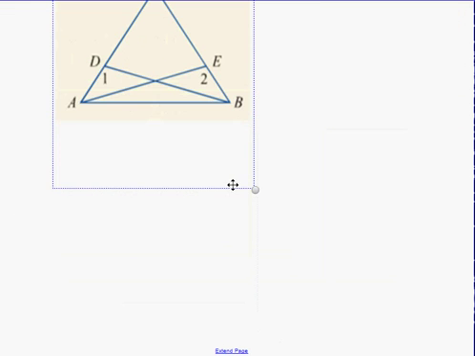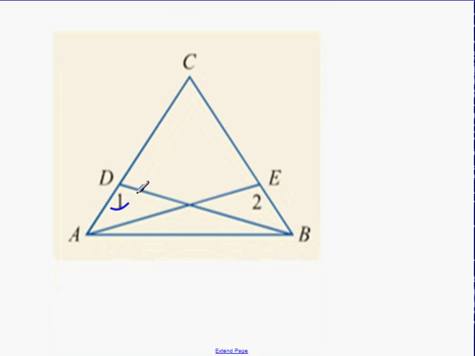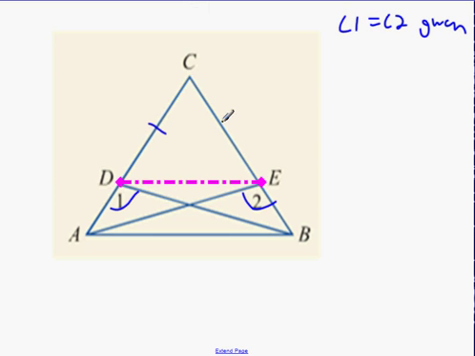Now, first things first, this angle 1 equals angle 2. That's no bother there. Angle 1 equals angle 2, given. Next thing I'm going to do is construct a line going from D to E. I've already been given that DC equals CE. So therefore, angle 4 equals angle 3. Reason being, isosceles triangle.